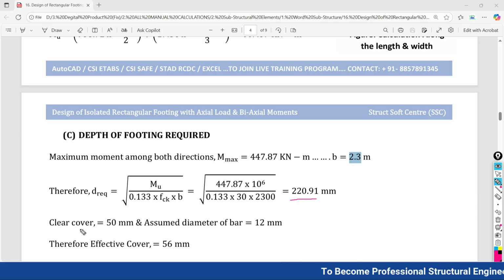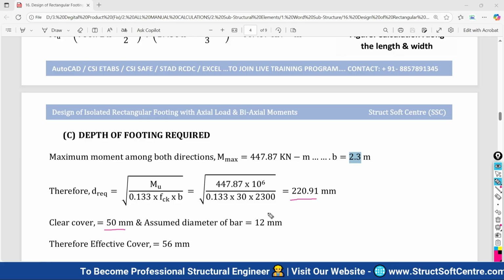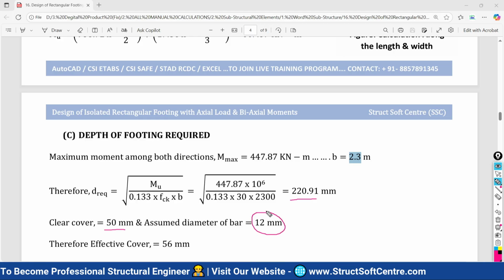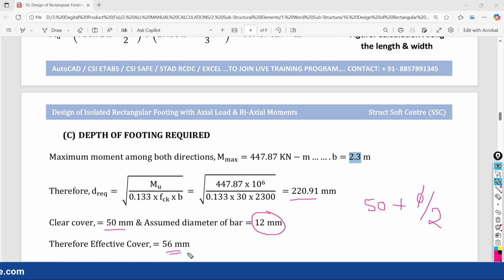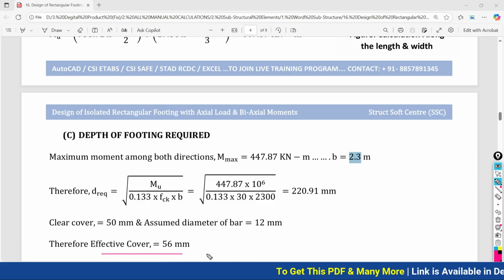Now we have to consider the clear cover. Clear cover for the footing, you know very well, we are considering as 50 mm, and the diameter of bar we are going to consider as 12 mm. So clear cover 50 plus half of the diameter of the bar will give you the effective cover. So the effective cover will equal 56: 50 plus half of 12, which is 6, so 50 plus 6 is going to become 56 as the effective cover.